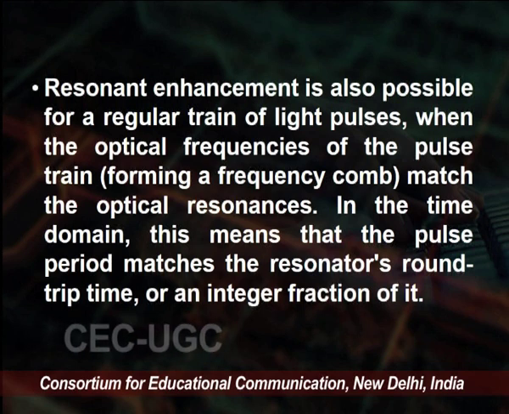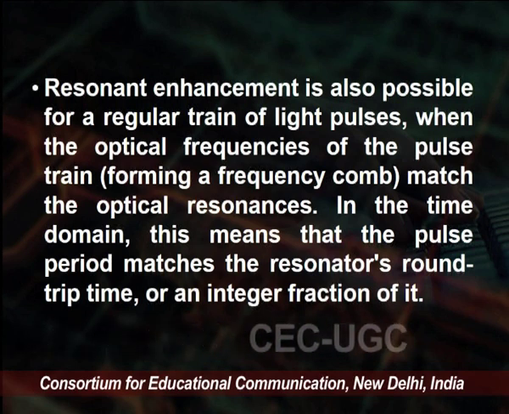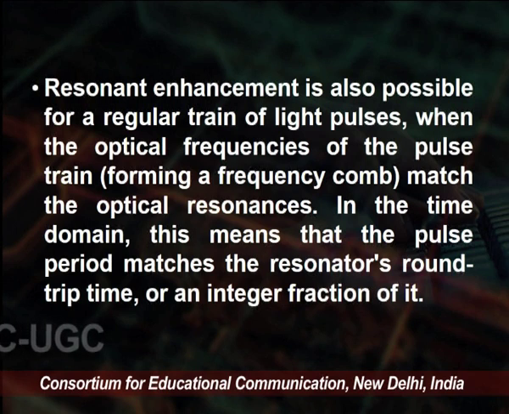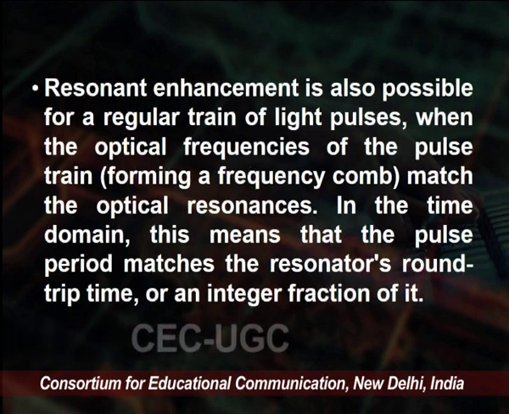In the time domain, this means that the pulse period matches the resonator round trip in the cavity, or an integral fraction of it. So we have to take the round trip of the beam inside the cavity to get the matching with the regular train of light pulses, and this will make less loss of light inside the cavity.